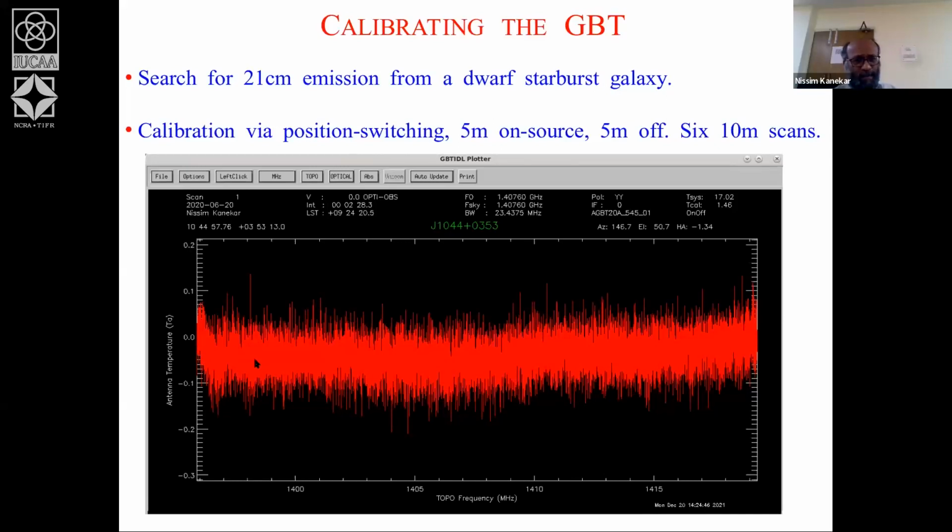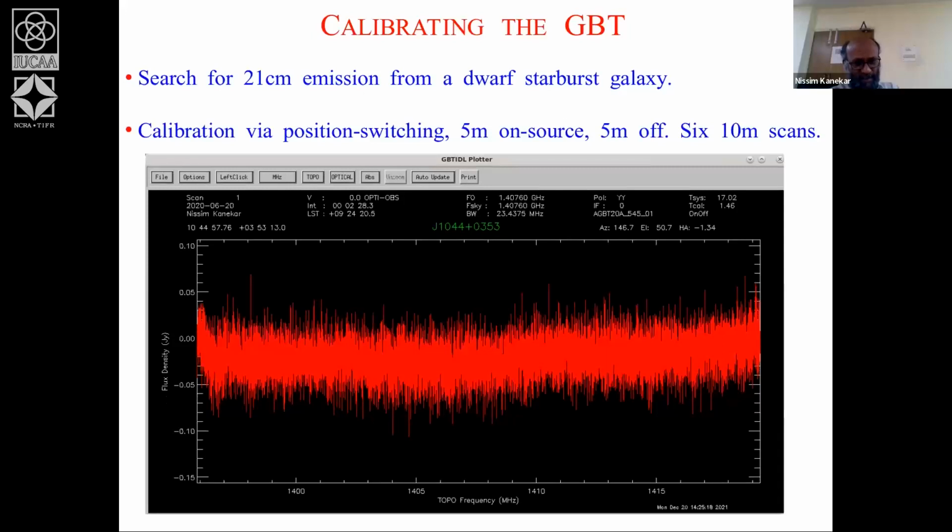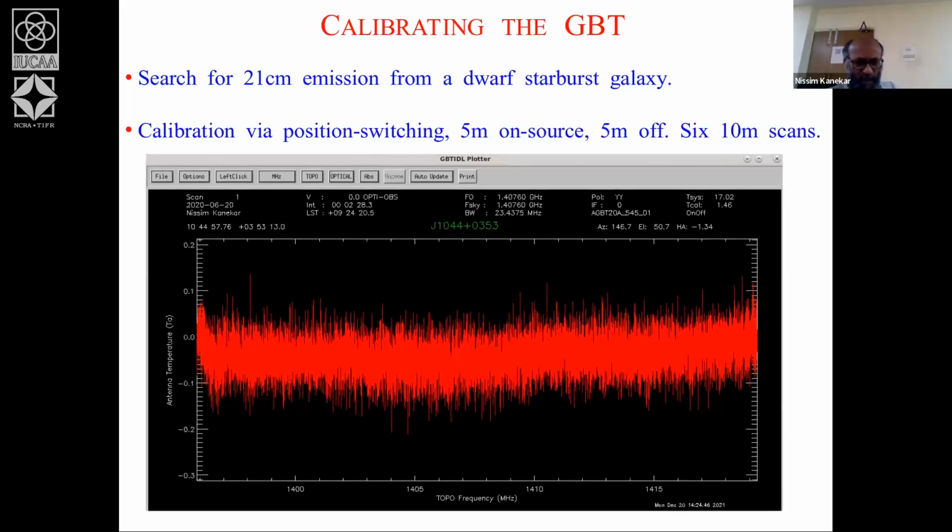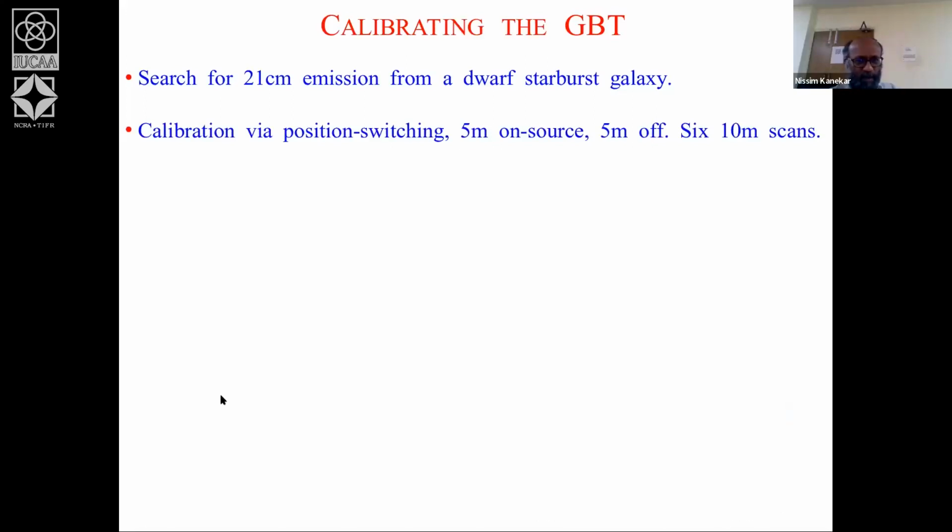So now we convert this temperature into a flux density by multiplying by the antenna gain. The antenna gain was already known to us before the observations, but we also measured the antenna gain towards a calibrator source, which was in this case 3C286. We looked at 3C286, measured the antenna gain, and this gave us a flux density. It turns out that the antenna gain for the GBT at this frequency is about 2 kelvins per Jansky. So the effect of this conversion is just to divide each number by a factor of roughly 2.